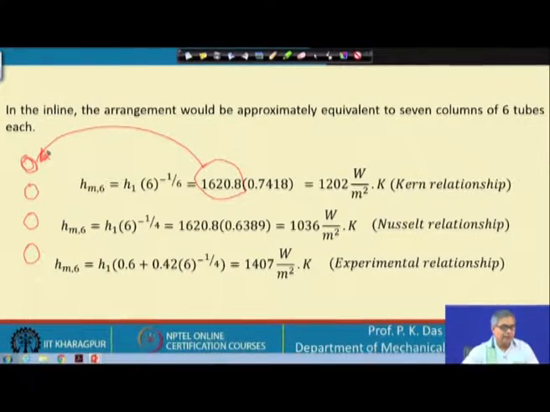Let us see what we have written. In the inline arrangement, the arrangement would be approximately equivalent to 7 columns of 6 tubes each. This is approximate, because you see the shell is of circular cross section, so on all the columns the same number of tubes will not be there. So, we make an approximation. For this small problem it looks a little bit unjustified, but when we consider a very large condenser, then this approximation of considering the average number of tubes in a particular column is not unjustified.